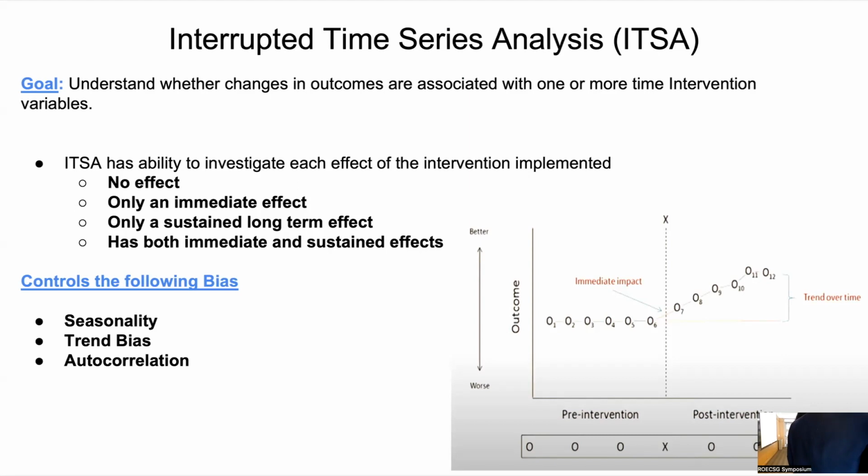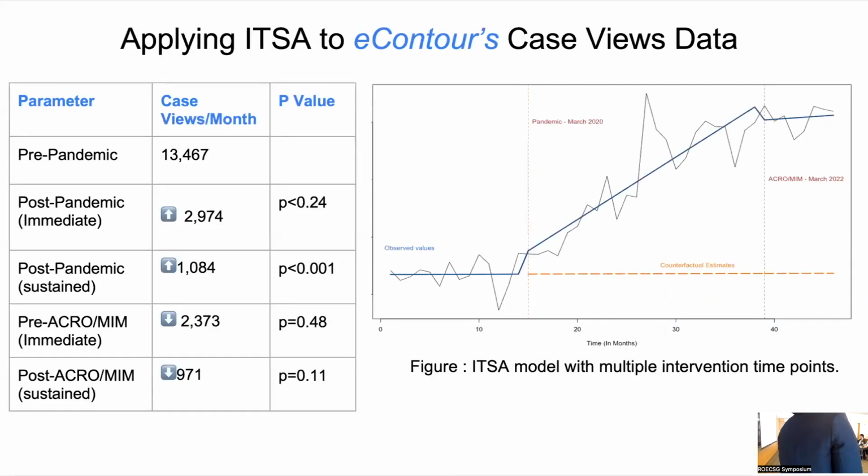The rationale for considering this model is that it accounts strongly for seasonality bias, which means a predictable pattern of observations within an annual year, or trend bias, where a strong linear trend has already been happening and your intervention may not have a significant effect at all, or autocorrelation bias, where observations close to each other tend to be similar due to some external factor influences. On the other side, the ITSA model has a limitation: a long period of data points is required before you apply this model. So let's apply this model to eContour's data.